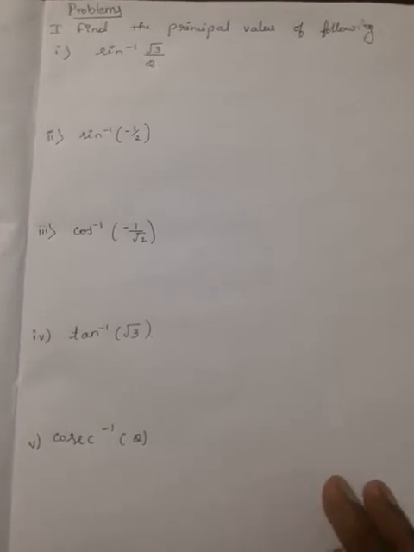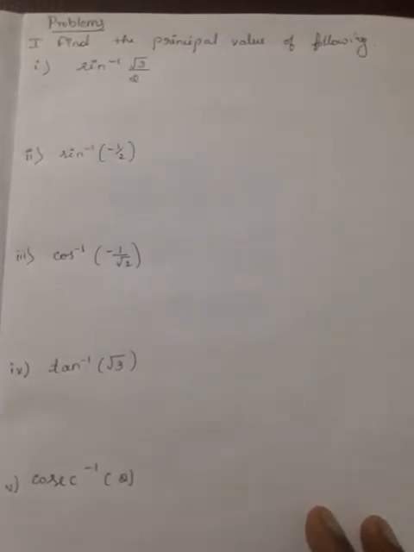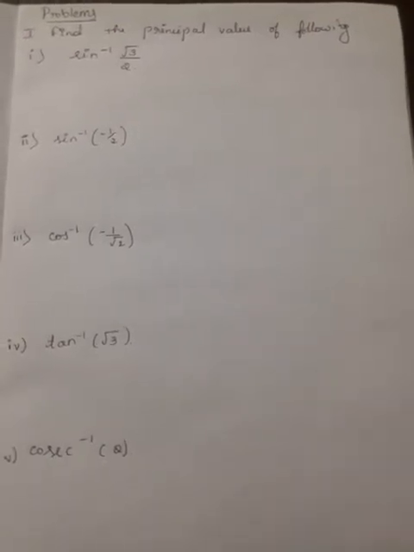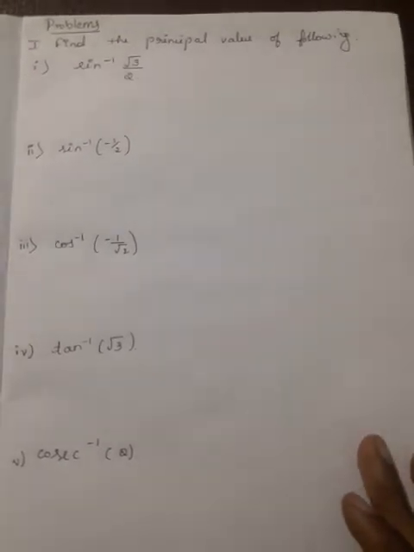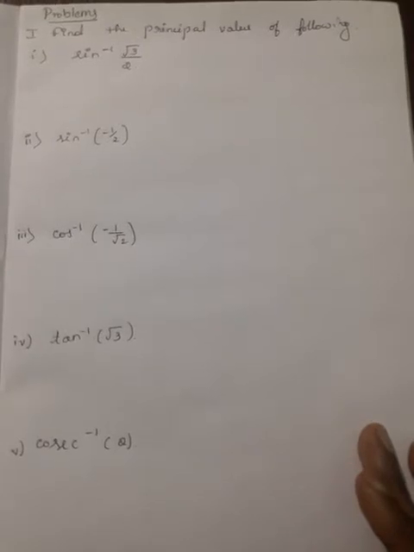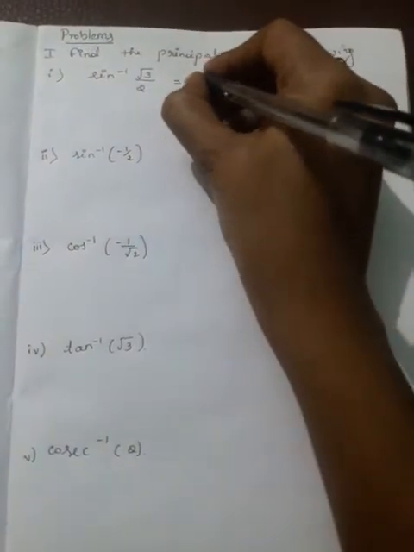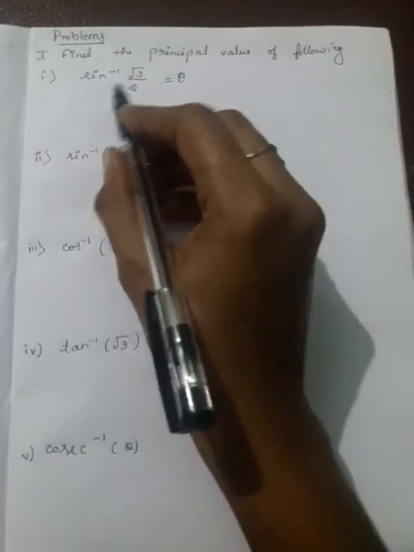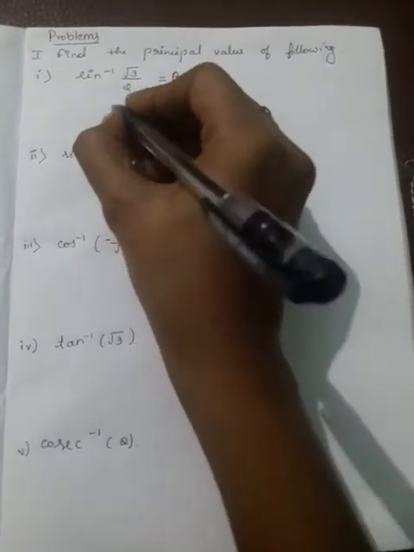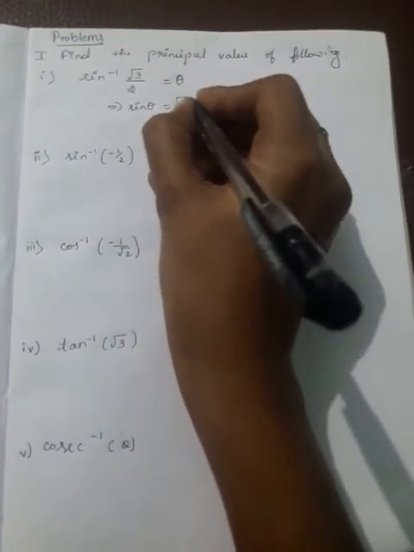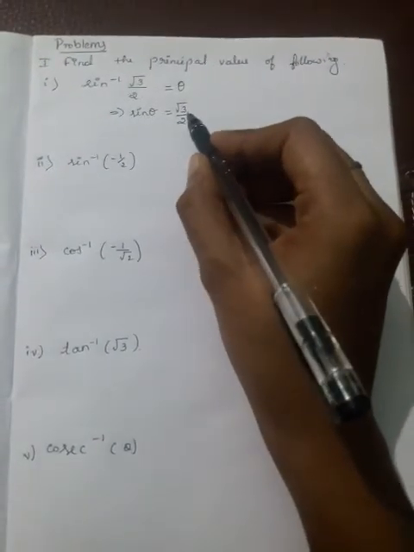Sine inverse of root 3 by 2. You know the table of values of sine 0, sine 30, sine 45, sine 90, etc. Sine inverse of root 3 by 2, you have to find the principal value. Take this as theta. Sine inverse of root 3 by 2 is theta, that implies sine theta is equal to root 3 by 2. For which value of theta?